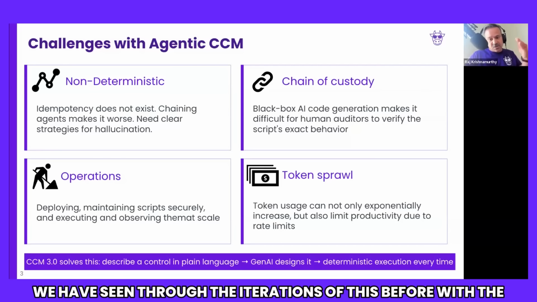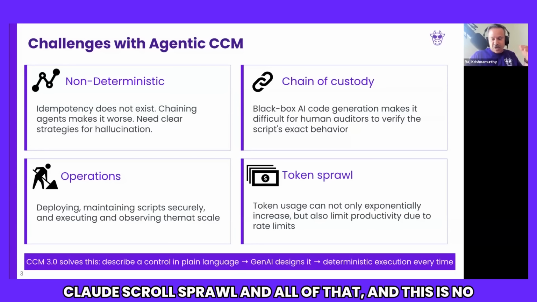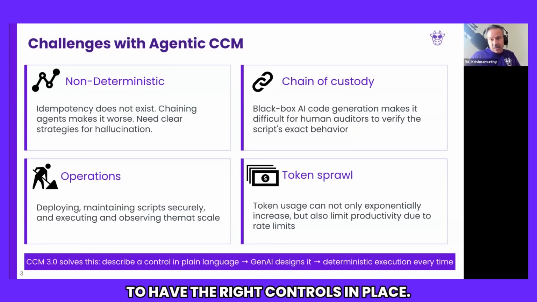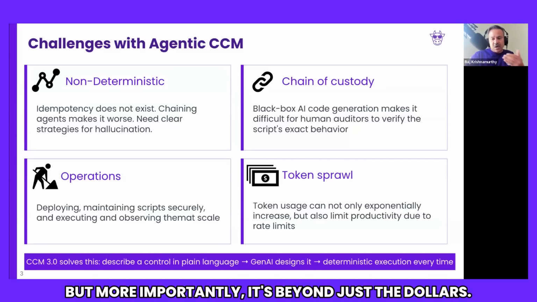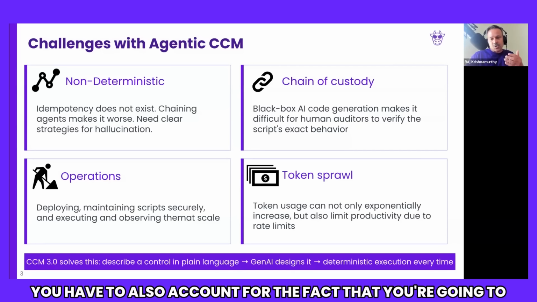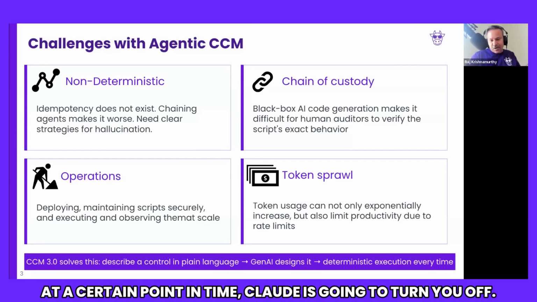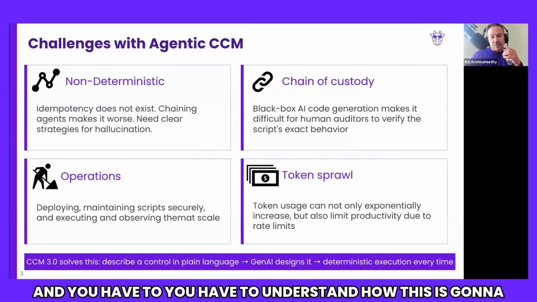We have seen iterations of this before with cloud sprawl and all of that, and this is no different. But you have to be prepared, and you need to have the right controls in place. But more importantly, it's beyond just the dollars. You also have to account for the fact that you're going to run into rate limits, right? At a certain point in time, Claude is going to turn you off, and you have to understand how this is going to impact productivity.